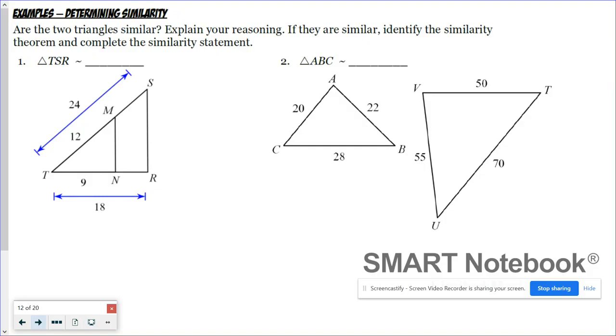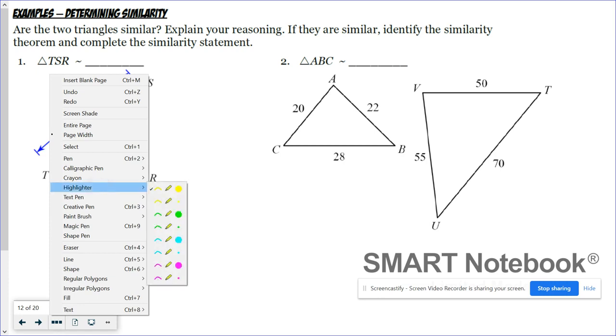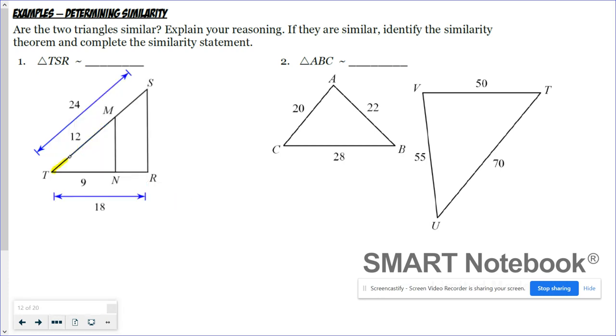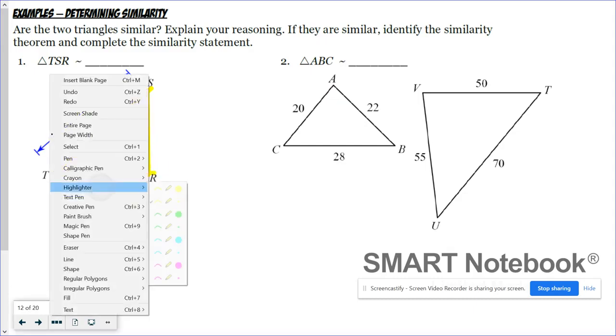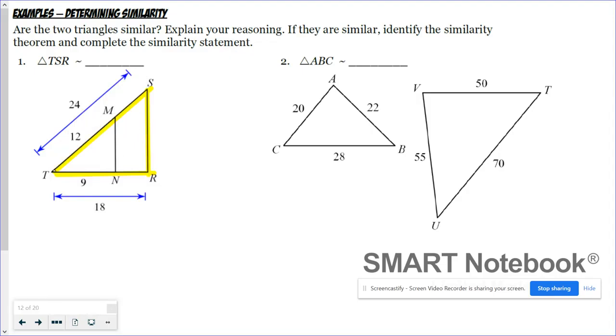Okay. So number one, they want us to take a look at triangle TSR, and TSR is the whole big triangle. And then there is a second triangle in this diagram, and that would be triangle TMN. So what do you notice when I highlight them like that?